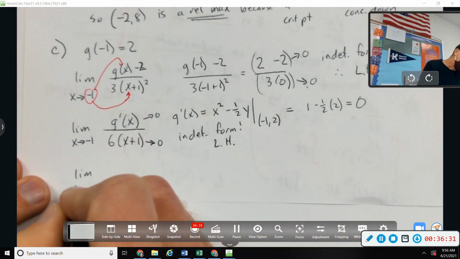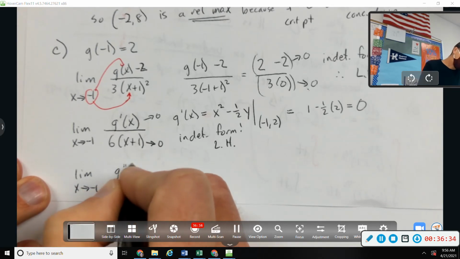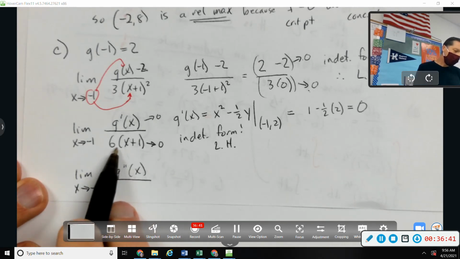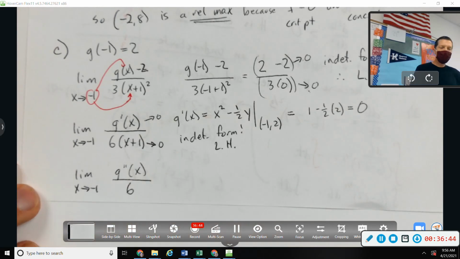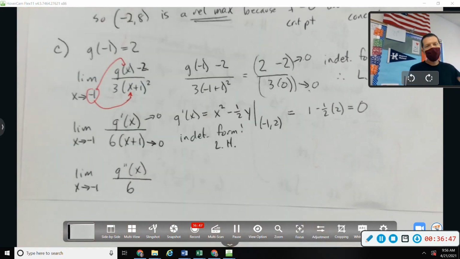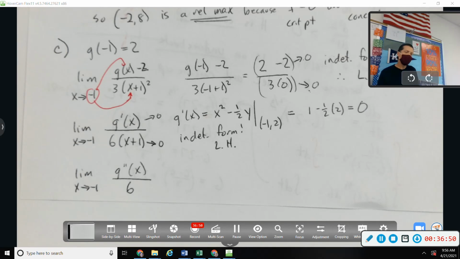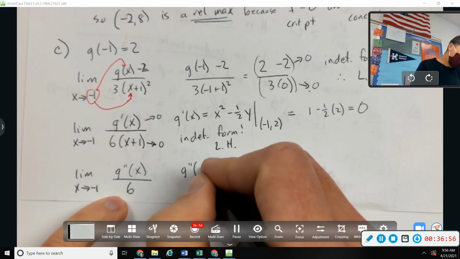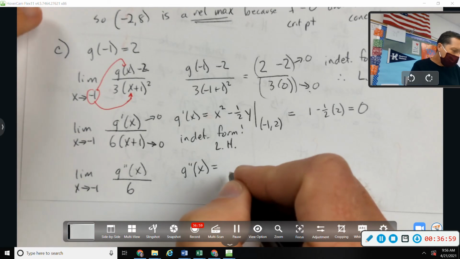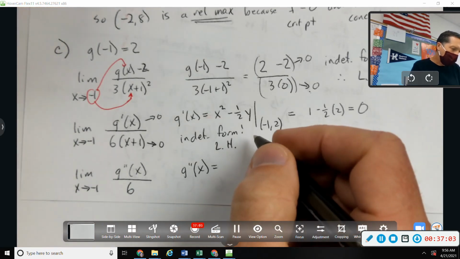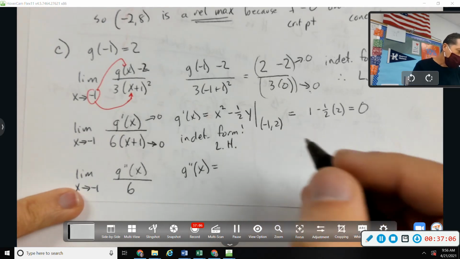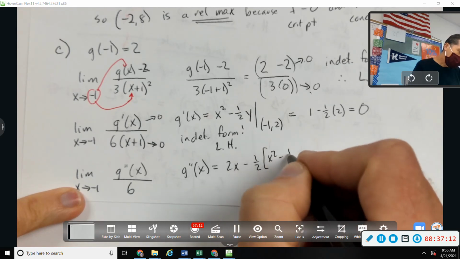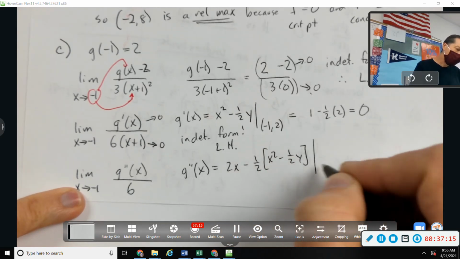Limit as x approaches -1. Second derivative. And then the bottom, the derivative of 6x plus 6 would just be 6. So that's good because now I know this is not going to be indeterminate because 6 is at the bottom. So the second derivative is, where did we go? We had that somewhere. That was what we had to find earlier. 2x minus 1/2 x squared minus 1/2 y. We want to evaluate that at -1, 2.